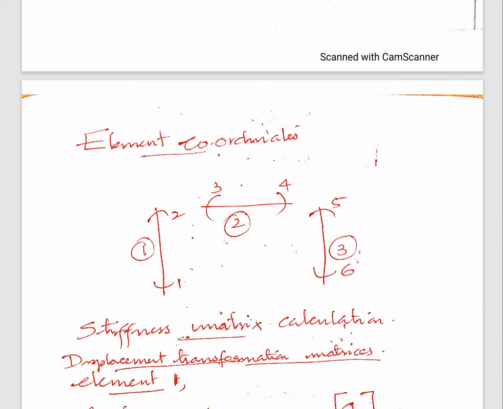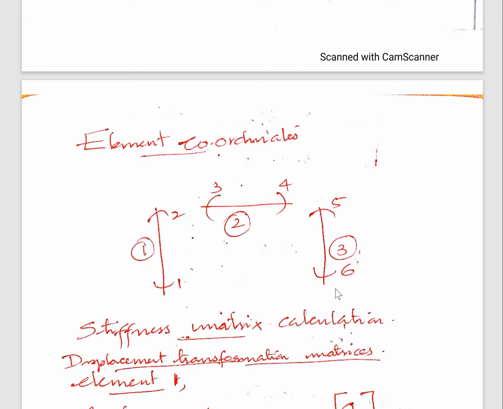Next is element coordinates. So the element AB is taken as the first element, element BC is the second one, and CD is the third element. So I have marked the element coordinates accordingly as 1, 2, 3, 4 and 5, 6.